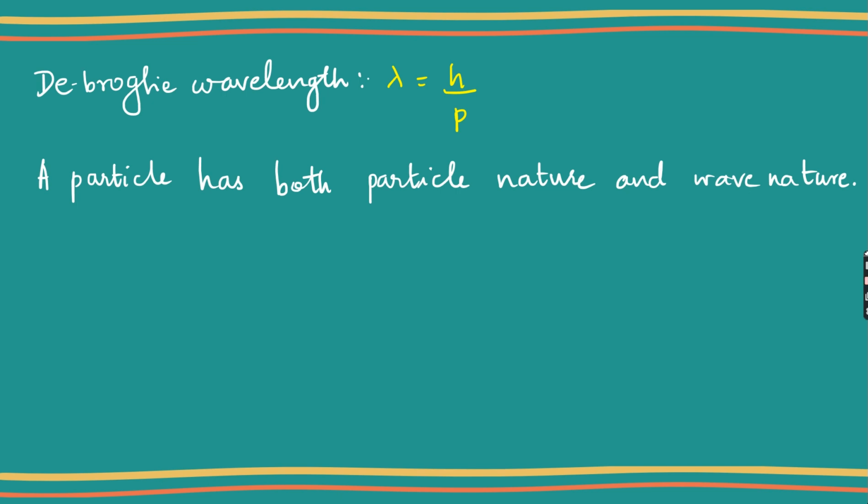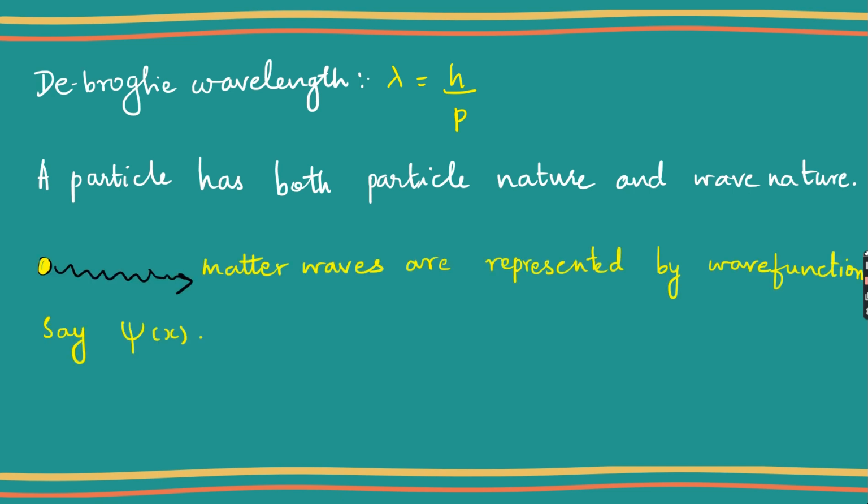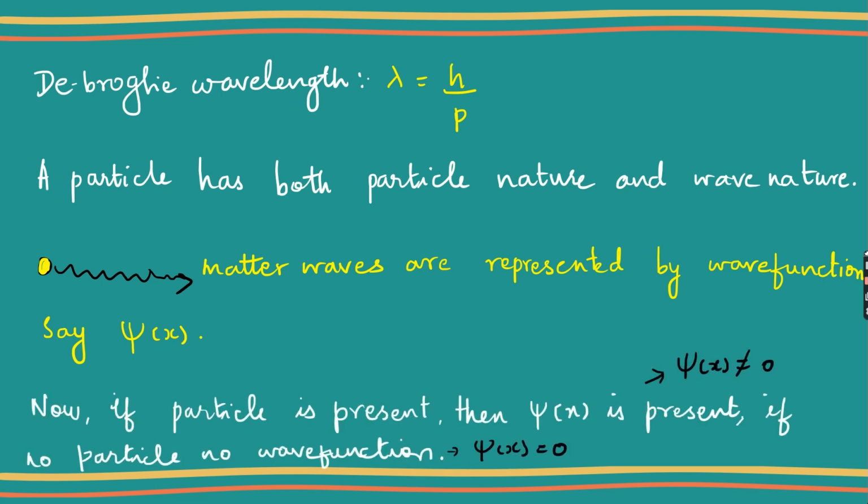If my particle behaves as a wave, I can say that this matter which behaves as a wave should be represented by a wave function. So I am representing these matter waves in the form of a wave function, say psi of x. Now, this is an important point: if the particle is present, then it should have a wave nature, and that wave nature is represented by a wave function. So if a particle is present, there is psi of x, so there is a wave function.